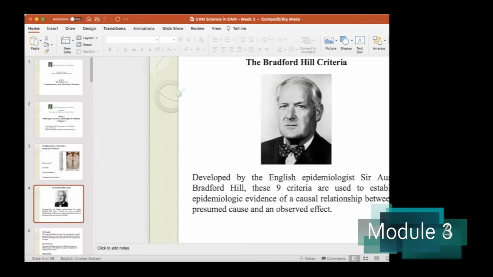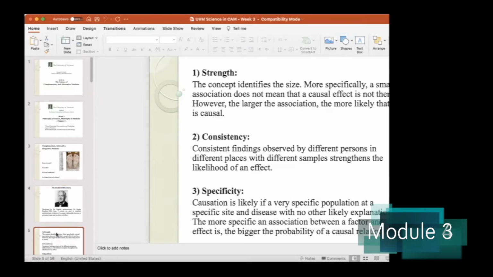And again, feel free to interrupt me anytime if there's something that doesn't really make sense. And I will ask you questions as we go. All right, so let's begin with the first 3 of these 9 criteria: strength, consistency, and specificity.